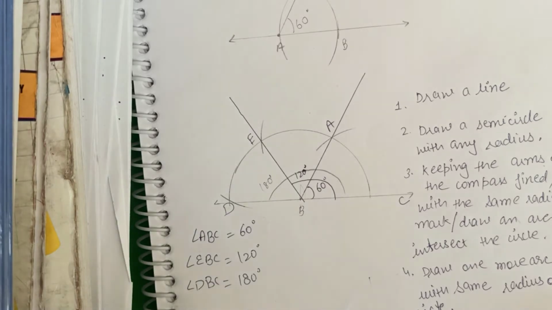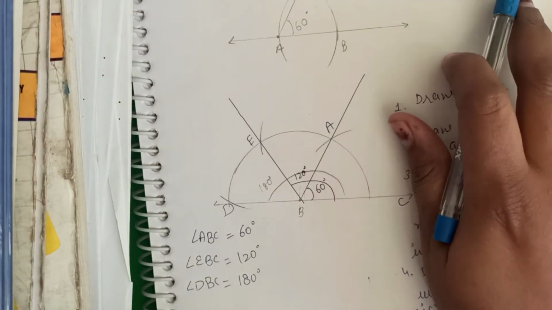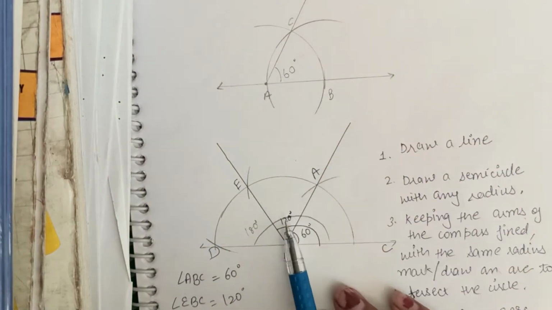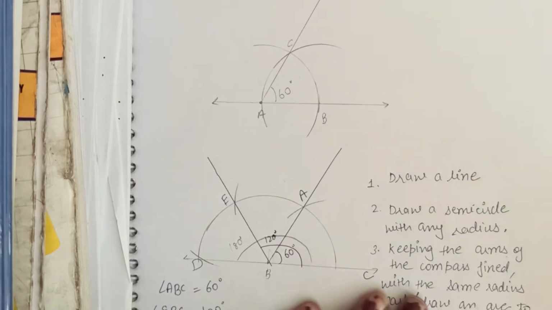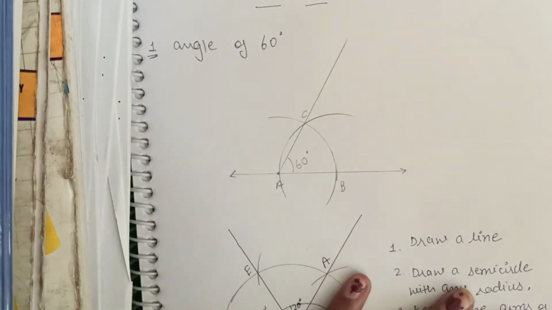Clear beta? It is very easy. If you don't want to go with this type of, you can draw like this. Same arc se banega. Firstly you will draw. Let's see again, once again I will explain. It is very easy.